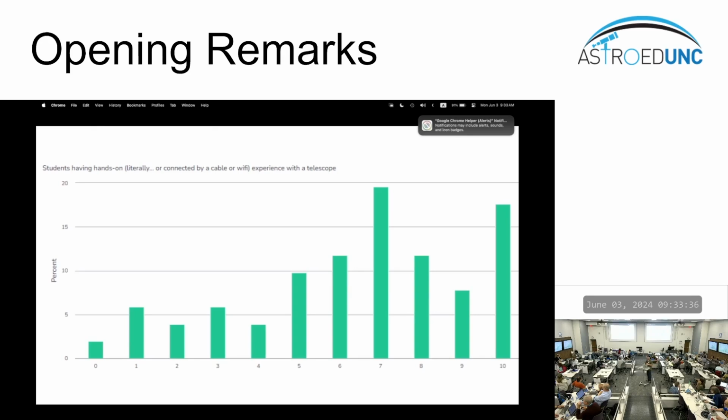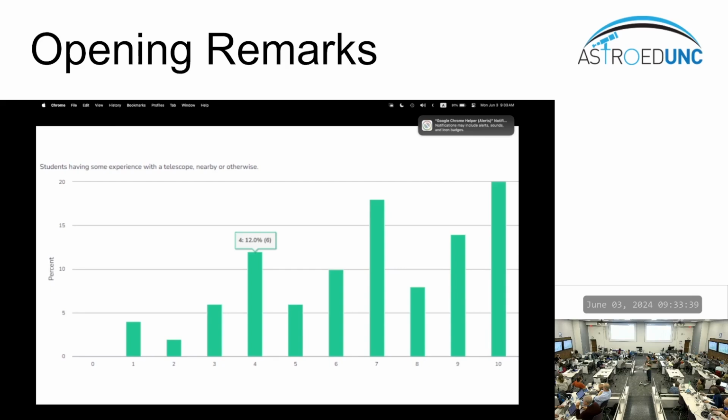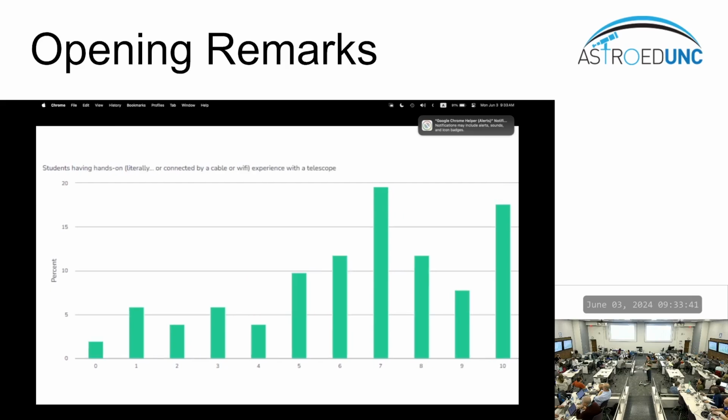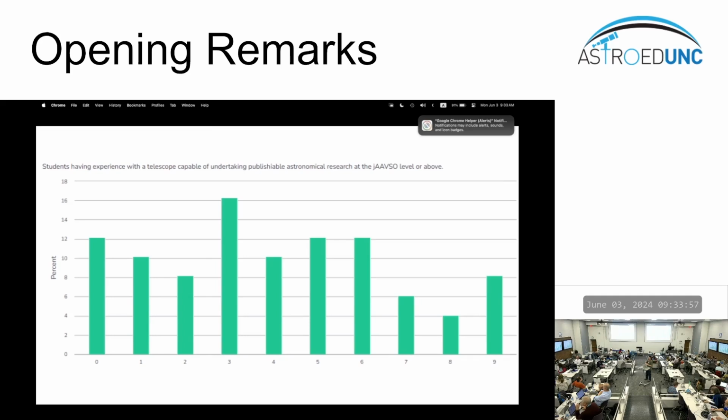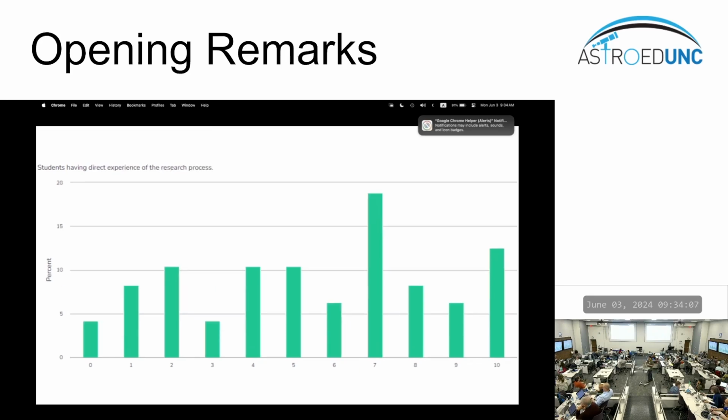So most people think that students should have a hands-on experience with the telescope. Students should have some experience with a telescope, nearby or otherwise, but to a lesser extent for a research-grade telescope. That's more evenly split: some people don't think it's very important, other people still think it's highly important. And for students having a direct experience of the research projects, it's probably kind of evenly distributed.